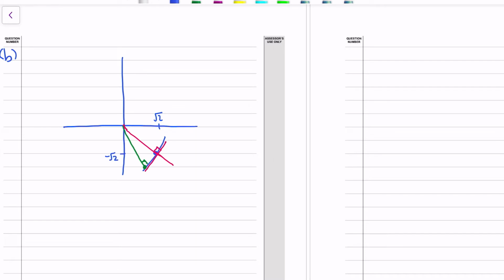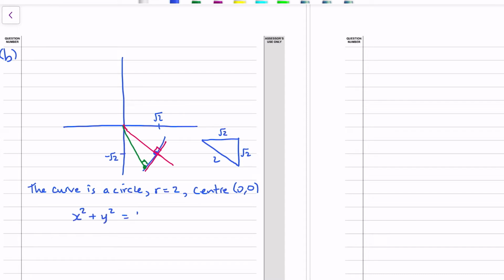So the curve is a circle, and because it goes through (√2, -√2), we can use that to find the radius of the circle by Pythagoras. So we've got √2 there, √2 there, √2 squared plus √2 squared, so this is 2. So the curve is a circle, radius 2, centre (0, 0). So the answer to the question is x squared plus y squared equals 4.